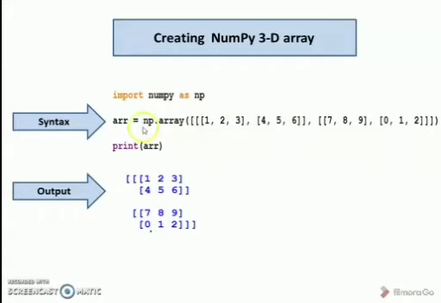So when we print this particular object, it will give output this. As you can see, first 2D array elements 1, 2, 3, 4, 5, 6. Second 2D array elements are 7, 8, 9, 0, 1, 2. Hope this particular 3D array is clear.